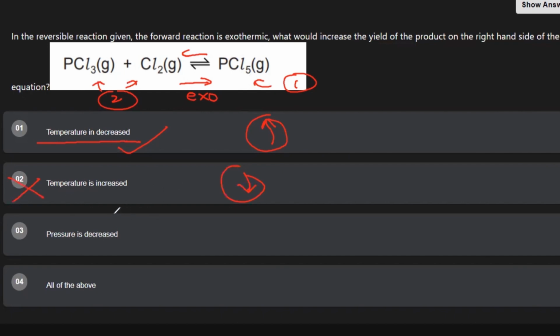Pressure decreasing. If the pressure decreases, the system wants to increase the pressure. To increase the pressure, it will want to shift to the side where there are more molecules. In this case, the reactant side has more molecules than the product side. So again, the system will favor the reverse reaction to increase the decreased pressure. Because of that also, the yield of the PCl5 will decrease, because now more reactants are formed than products. So the only correct answer here is temperature is decreased. That's the only way the yield of PCl5 increases.